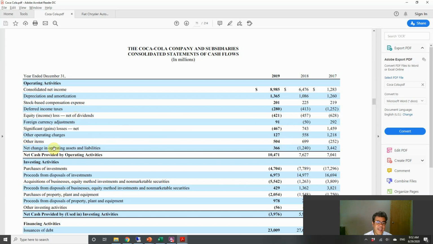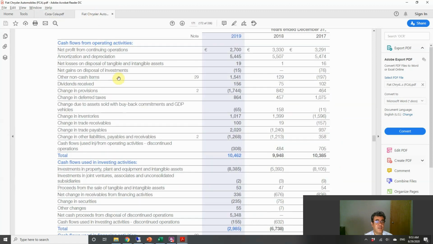And then here, net change in operating assets and liabilities. They don't disclose it. We can do it on US accounting, not recommended. And we will check FCA, they don't do that. So they have a much better income statement. And let's go to FCA, and then we finish the operating activity.